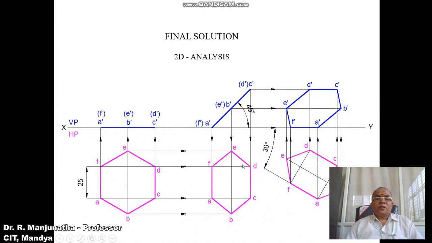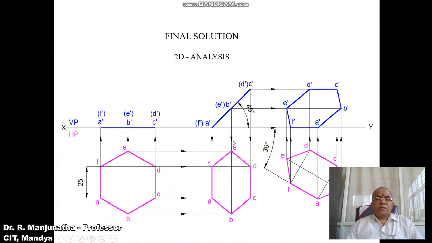Now we are going to draw the top view. To draw the top view, draw a vertical projector from A dash and F dash to the top view, and draw a horizontal projector from A and F. Both will intersect at these two points, A and F here, and you mark this point as A and F.